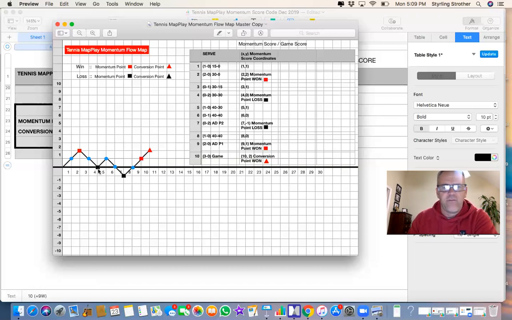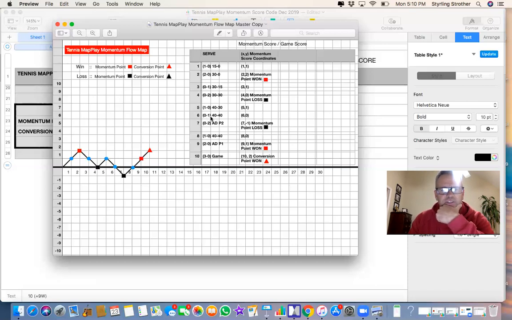Now we're here at 4-1. Sorry, 4-0. So the next point is 1, won by the server. So the momentum score goes 1-0, and then game score is 40-30. And then the coordinates for mapping that point is you go 5 and then 1, because they won the point. So when you win the point, you go up on the y-axis. If you lose a point, you go down.